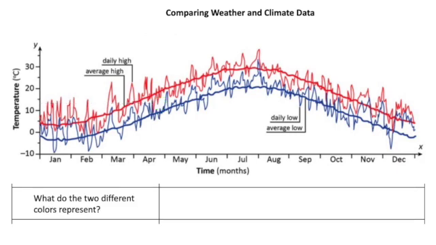What do the two different colors represent? Looking at the labels on this graph, we can see that the red lines are showing high temperatures. The thick line shows the average high, and the thinner wavy line shows the daily high temperature. Conversely, the blue lines show low temperatures. Thick is average, wavy is daily.